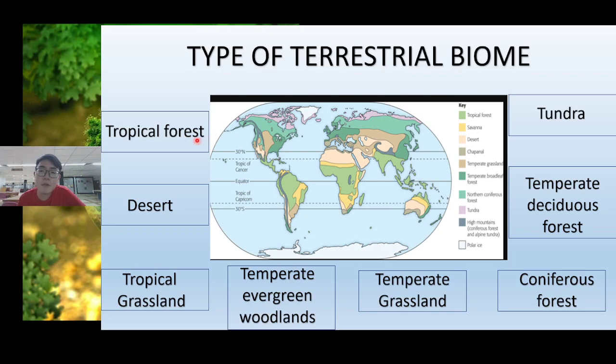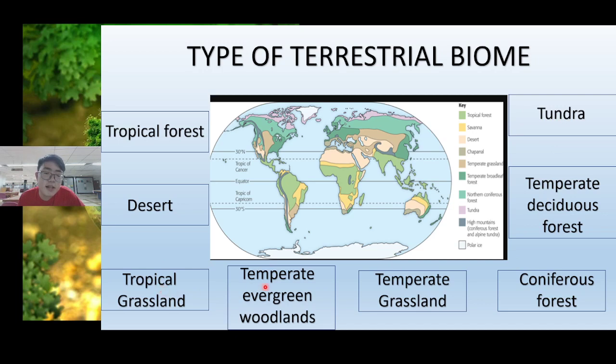Okay, so there are many types of terrestrial biome in our world. I think tropical forest and desert are very famous, because tropical forest is in Malaysia. Our Malaysia biome is considered as tropical forest. Desert, I think you all already know. A desert is a place that is all sand, where nobody lives because the temperature is very hot.